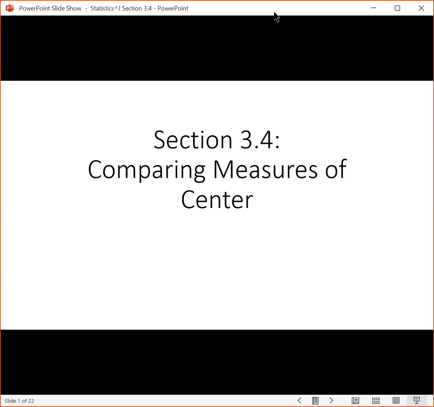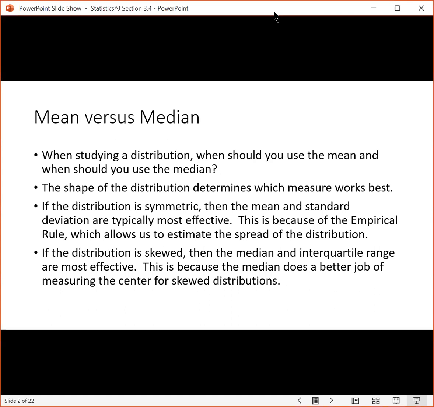Hello. In this video, we will cover section 3.4, which is on comparing measures of center. When studying a distribution, when should you use the mean and when should you use the median? The shape of the distribution determines which measure works best.